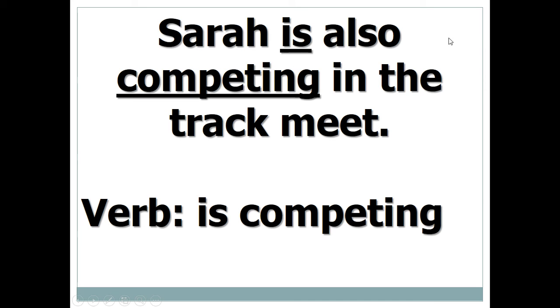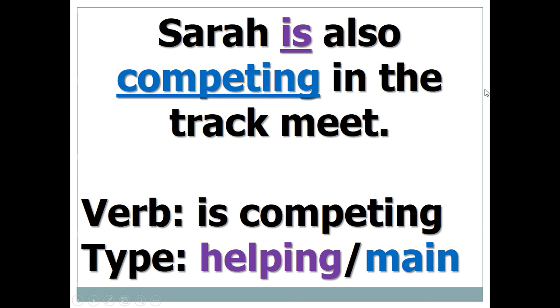Because again, if I took the word also out of the sentence, my sentence would be Sarah is competing in the track meet. So adverbs can be taken out. All right. So if I have is competing, which one's the helping verb and which one's the main verb? Okay, the word is would be my helping verb, and the main verb is going to be the word competing, is competing.